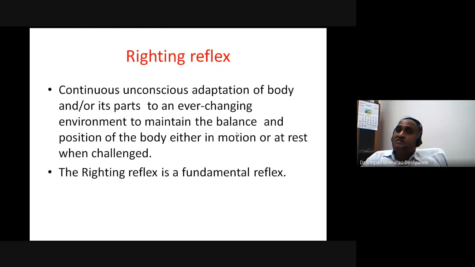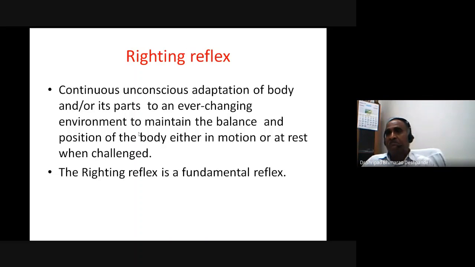Little more, these are fundamental reflexes. They are continuous unconscious adaptation of the body or its parts to an ever-changing environment. That means a change in the atmosphere or change in our own situations. I'm sitting on a chair which is moving. Suddenly the chair slips. Then what happens? I may fall down and I will just get up or I will try to balance. So that is one way. And the position of the body either in motion or at rest when challenged. I think this would be a more comprehensive definition of the righting reflex.